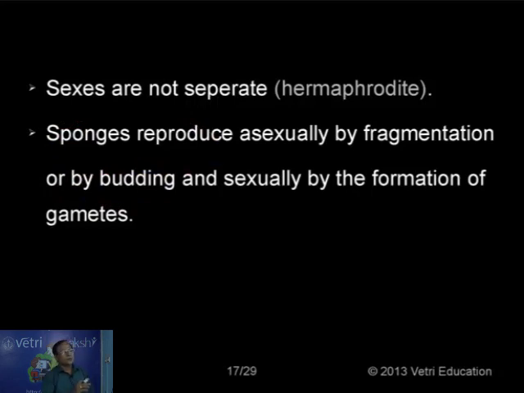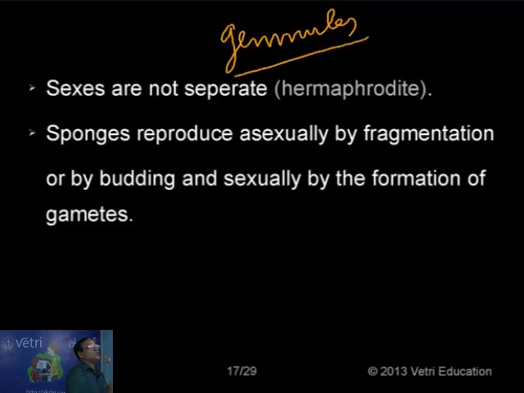Now normally the animals are hermaphrodites, having both male and female sex cells in the same body, and reproduction is by asexual as well as by sexual methods. The asexual method is by either fragmentation or budding. The formation of buds here is peculiar in some cases. We have the formation of internal buds. Such internal buds developed in some animals, particularly sponges, are called gemmules.